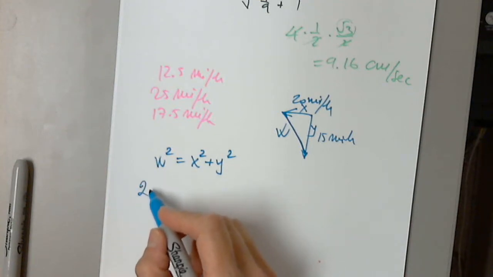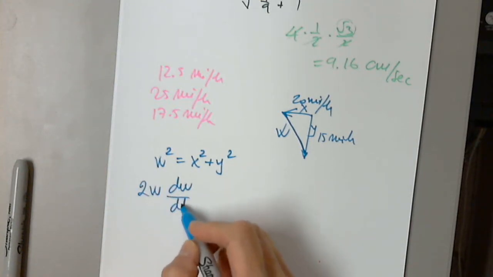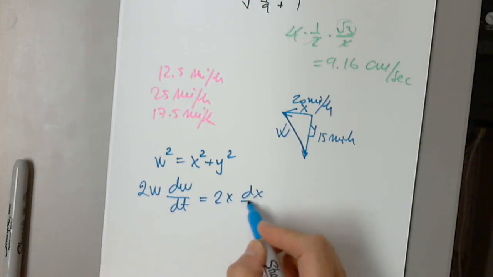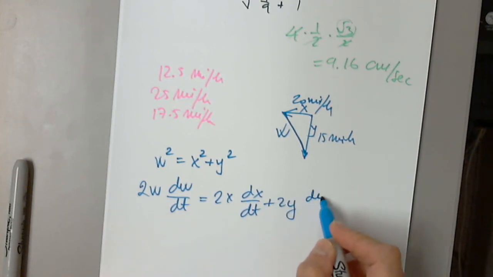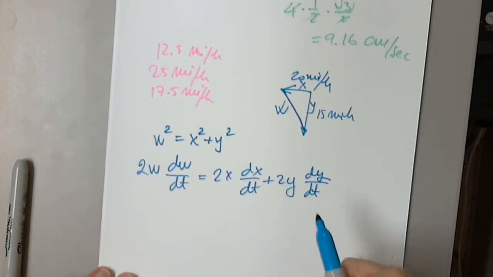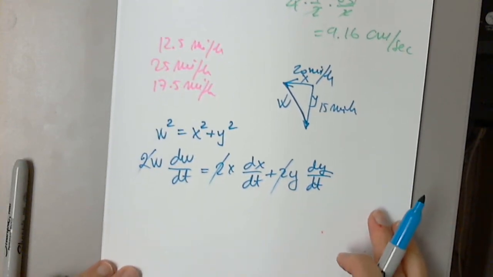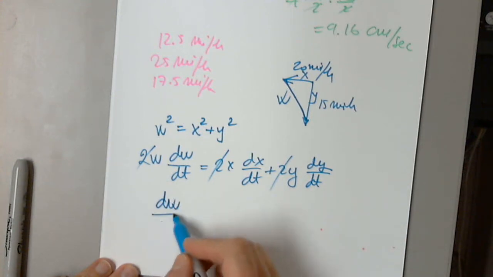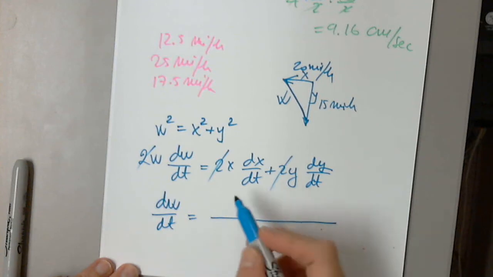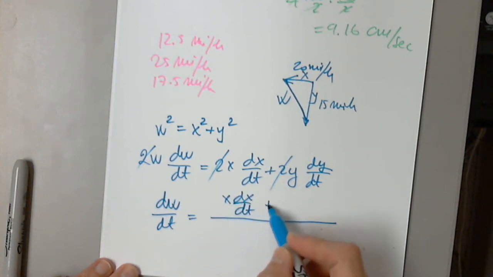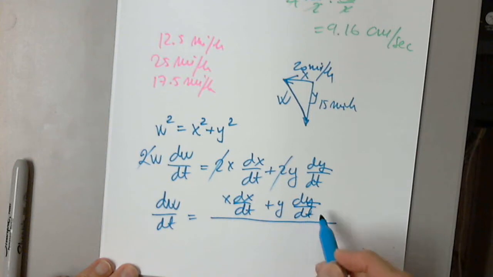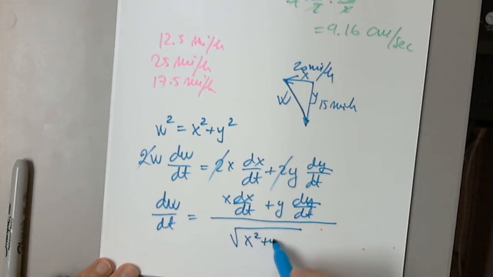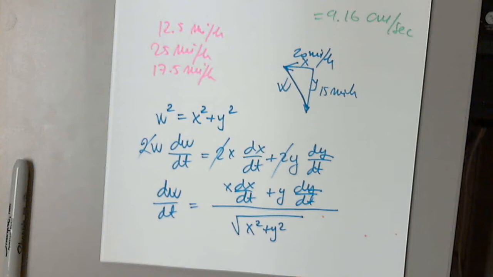2W dW over dt equals 2x dx over dt plus 2y dy over dt. We get rid of these 2's because they all have 2. And then dW over dt equals x dx over dt plus y times dy over dt, over the square root of x squared plus y squared. We should all have this formula in a couple of minutes, correct? Would you agree so far?